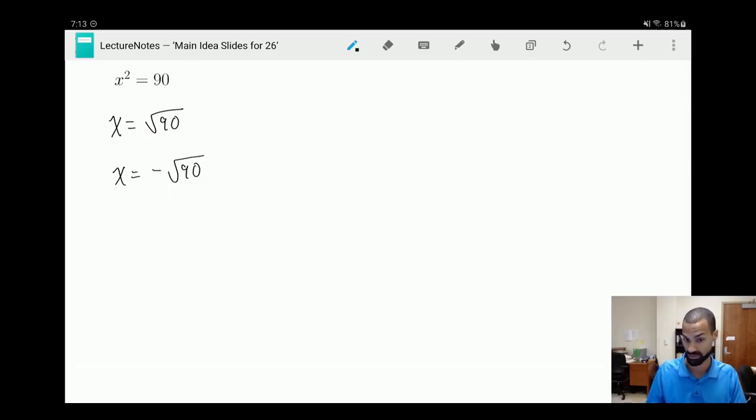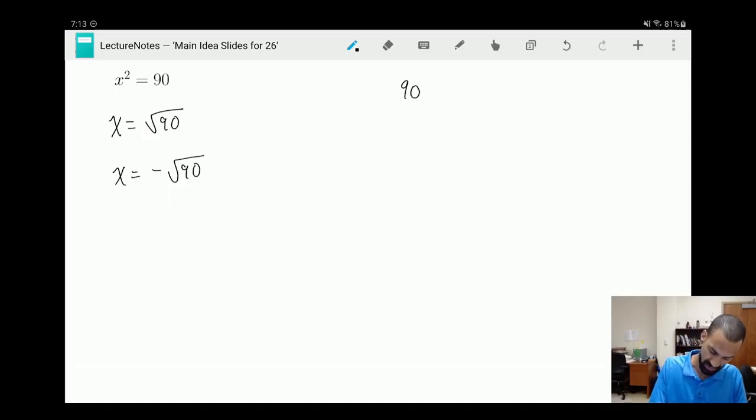Okay, so we've dealt with rational numbers, which were numbers that could be written as fractions. This is the first time we're encountering, I think, a number that cannot be written as a fraction. The square root of 90 is one of those, right? So what do we do with that? Well, we need to simplify it if we can. So let's talk about that.